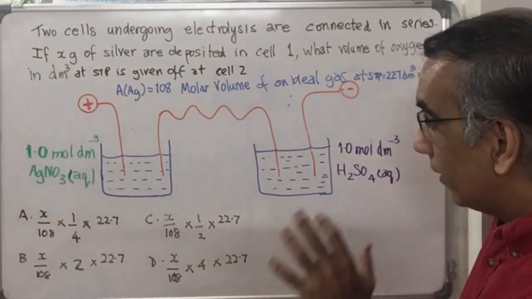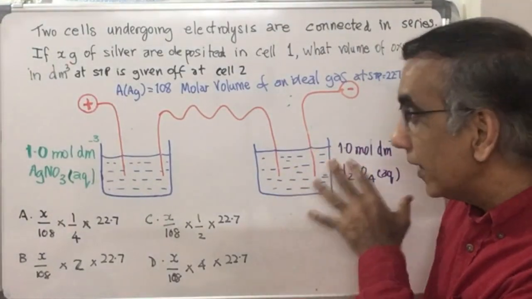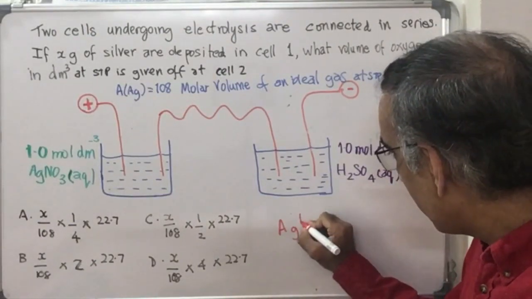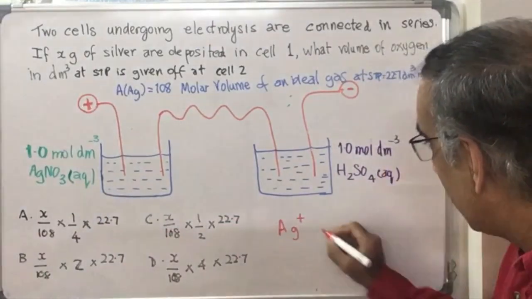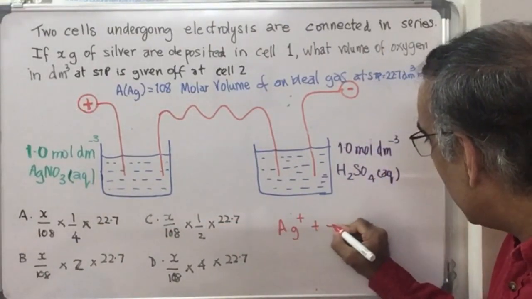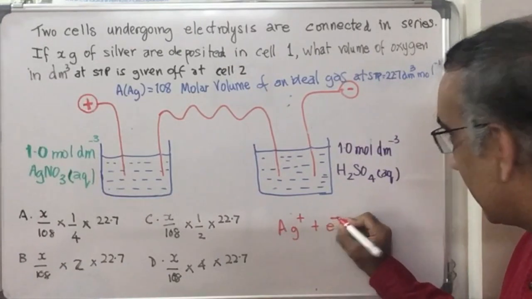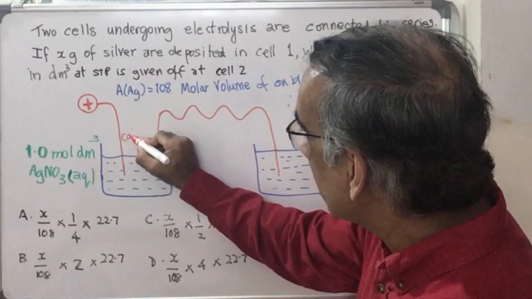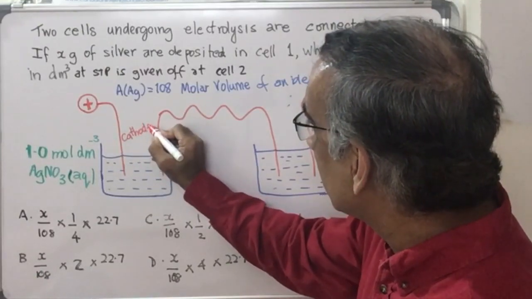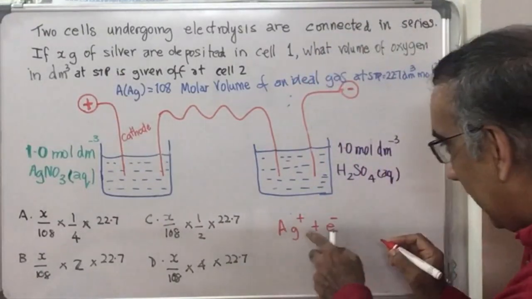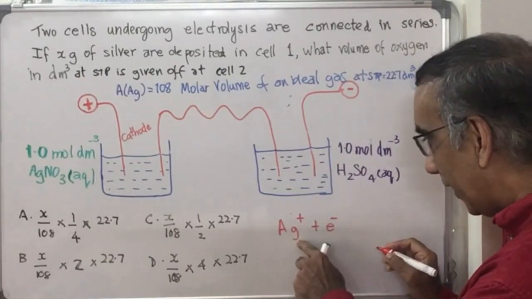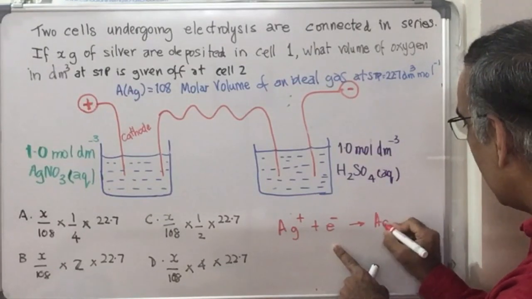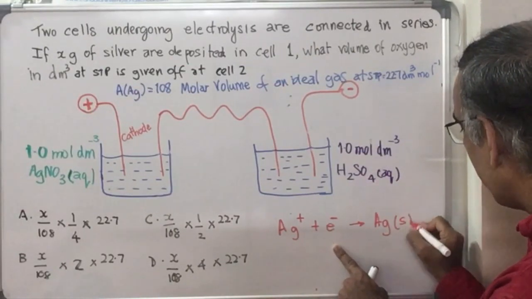First of all, this is very much an electrolytic cell, and you're going to have silver Ag positive ions in solution here. Those would be attracted to this negative electrode or cathode, never mind the positive sign, gaining an electron. So 1 mole of Ag positive would gain 1 mole of electrons to form 1 mole of solid silver.